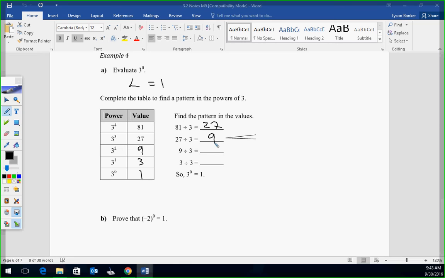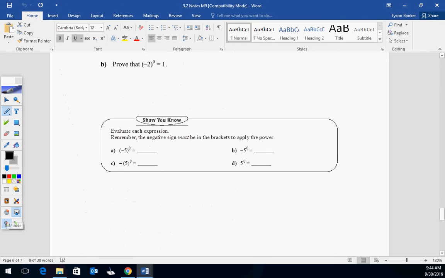Watch this pattern. 81 divided by 3 gives us 27. 27 divided by 3 gives us 9. 9 divided by 3 gives us 3. And then 3 divided by 3 gives us 1. Okay? Here's the proof. Or here, we'll do the proof on B. So it's asking for the proof.